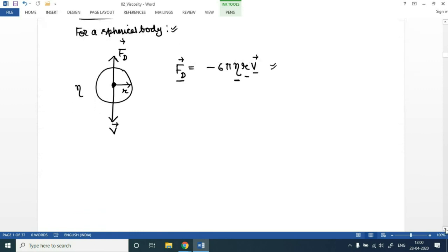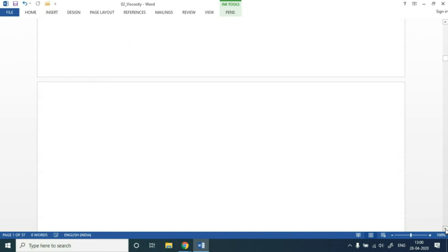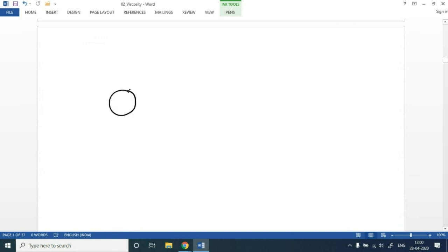Once we have that, there is one interesting problem we want to figure out. Let's say there is a spherical body of density rho s, and let's say r is its radius over here. The surrounding liquid or fluid has density rho l, and its viscosity is eta.